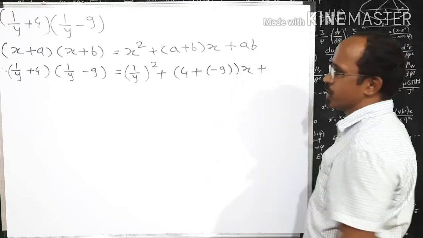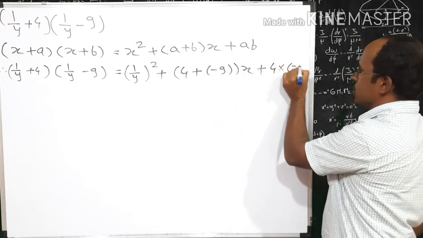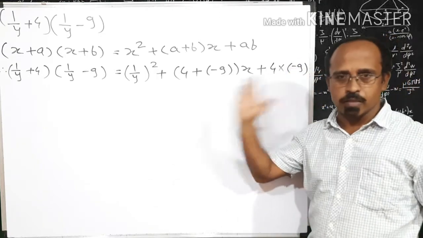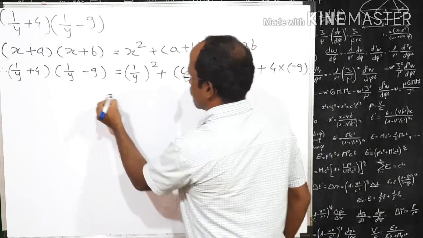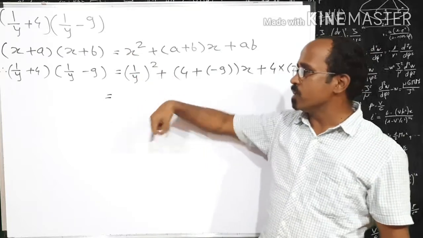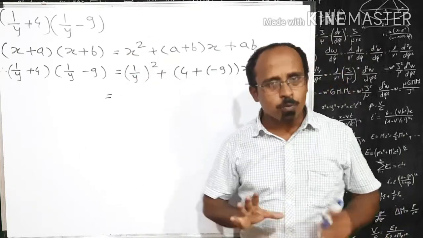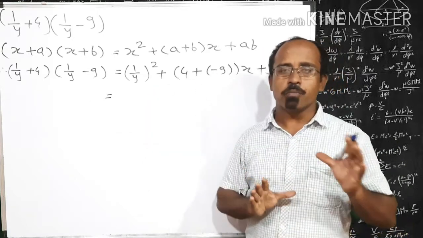Plus a into b. a is nothing but 4 multiplied by b, which is a negative number, so we write it in brackets. Clear friends? So the first step is completed, we have written the formula. The second step is completed, we have replaced the values in the formula. The third step is to solve the expression according to BODMAS.